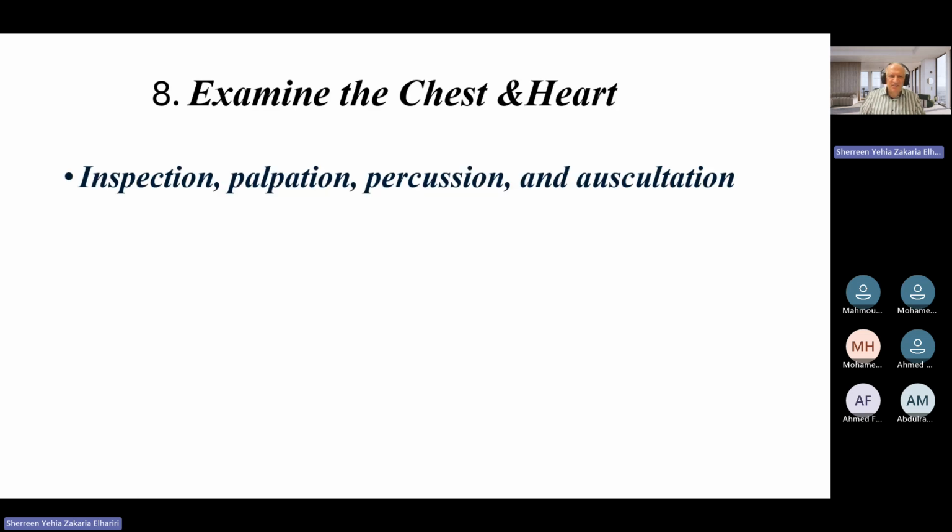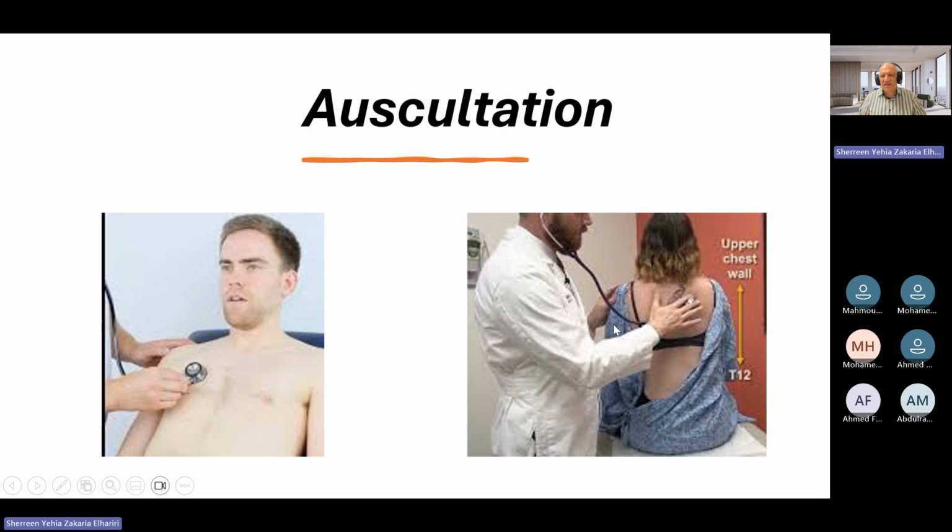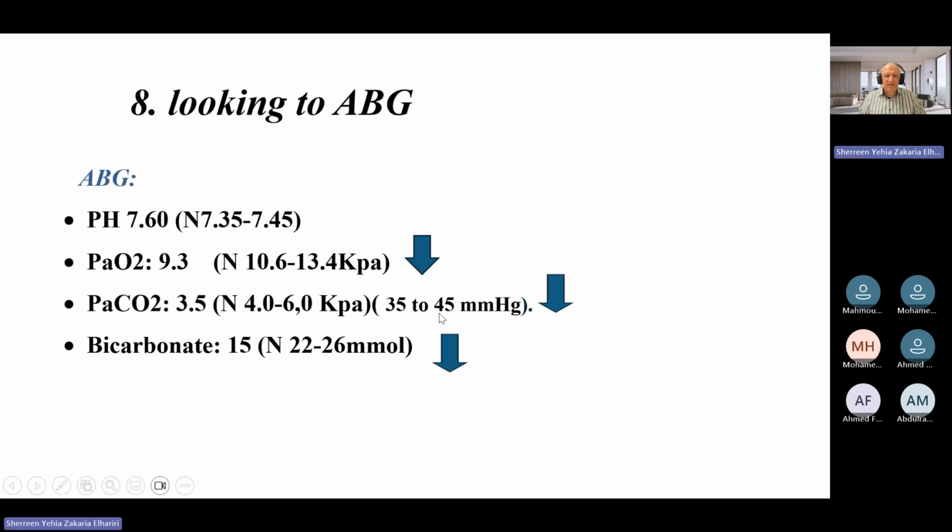After that, examine the chest. When you examine the chest, doctor, you need to do inspection, palpation, percussion, and auscultation. It is a classic way to examine the chest or heart and pulse. So inspection, palpation, percussion, and auscultation from front and back. After that, look for arterial blood gases.